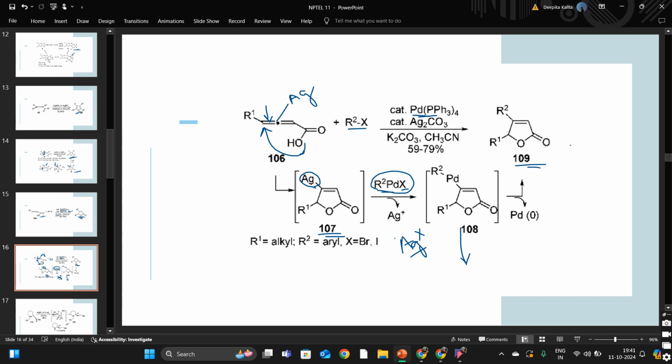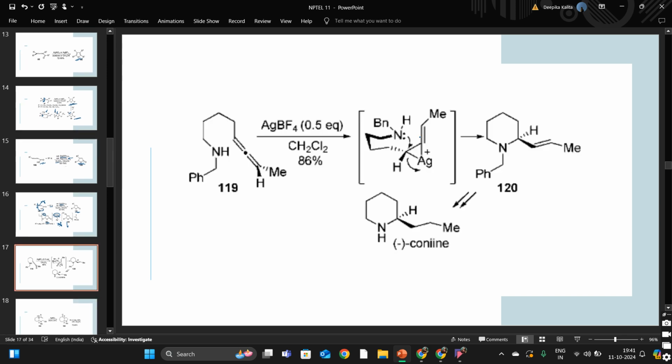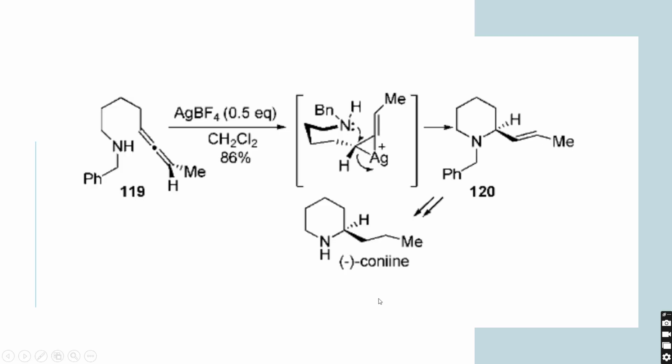Okay, so this furanone molecule we are going to get if the reaction condition contains palladium catalyst in basic medium. Okay, let us move to the next question. Again, this reaction is showing the synthesis of this coniine natural product.